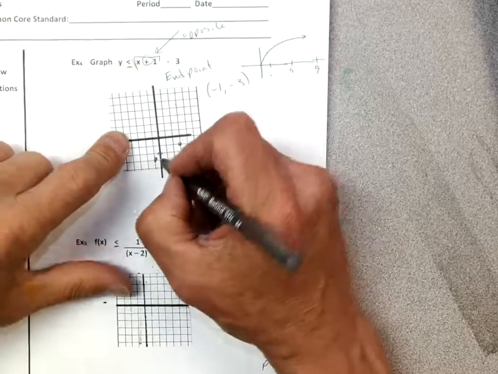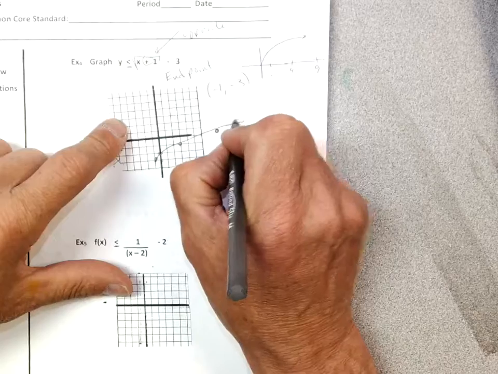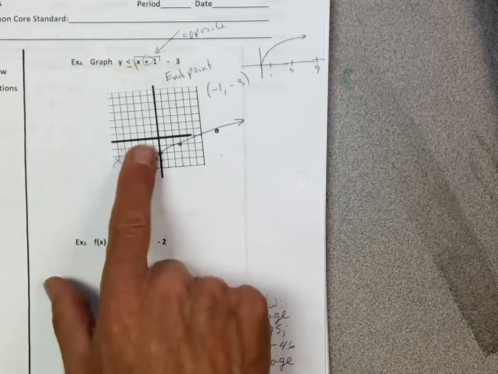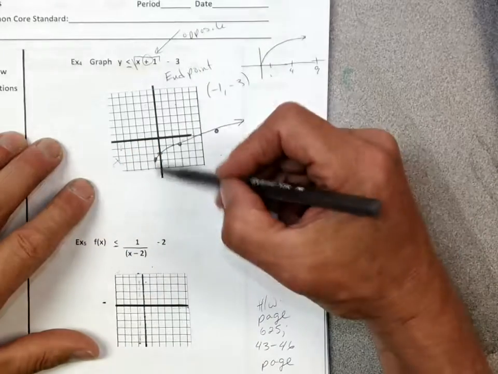Okay, let's go ahead and draw that in. You want y to be less than. So again, we go below. We're going to shade below, but we've got to be careful that we don't go past this value here.